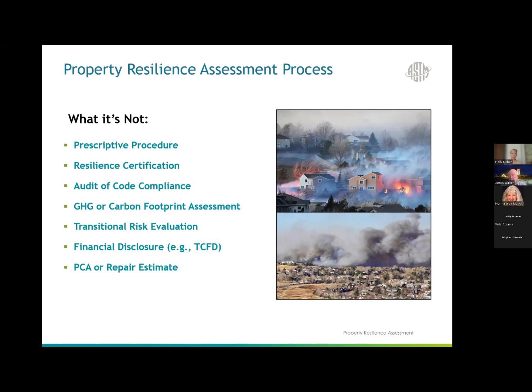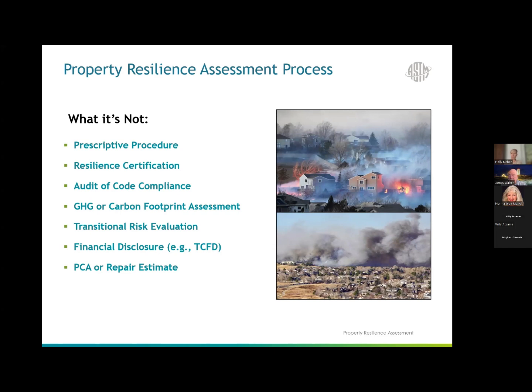So what is it not? It's not a prescriptive procedure. It's not a certification of resilience. It's not like you do this and we say, okay, you're good, you're resilient. It's not like that at all. It's not an audit of code compliance. That's a whole different thing. It's not a greenhouse gas or carbon footprint assessment. It's not taking a deep dive at transitional risk. It's not a financial disclosure, and it's not a PCA, so not a property condition assessment or estimate of repair.